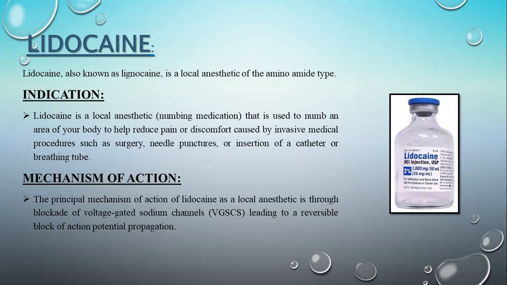The mechanism of action or the principal domain of this drug is to block the sodium channels. This drug blocks the influx of sodium inside the cell, but this blockage is reversible, and as a result of this blockade the action potential propagation blocks, which results in the numbness of the area of your body.